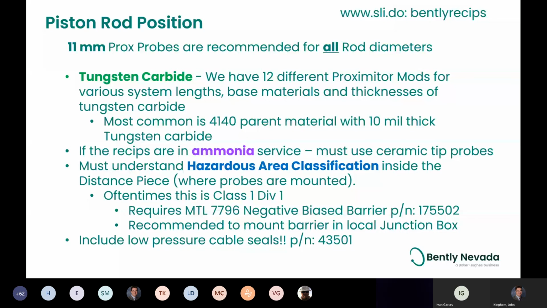Okay? And then the other thing that a lot of people always forget is the low pressure cable seals. You need to get those cables out of the junction, or out of the distance piece, so you'll need those low pressure cable seals.